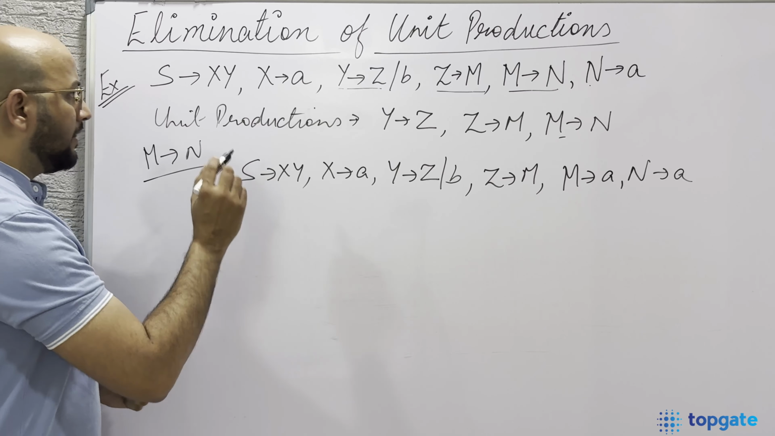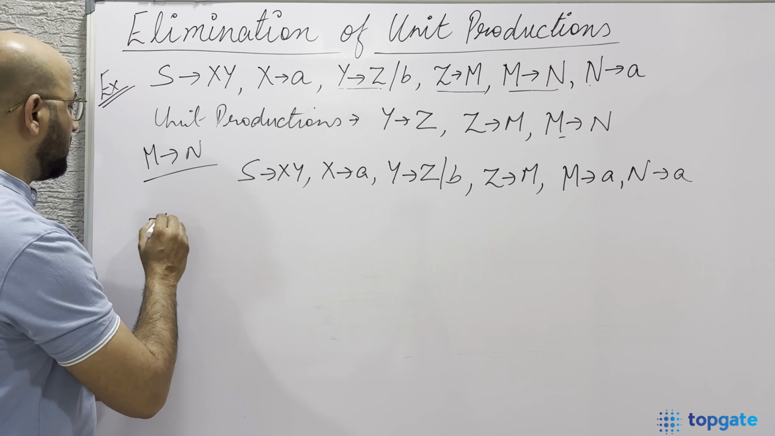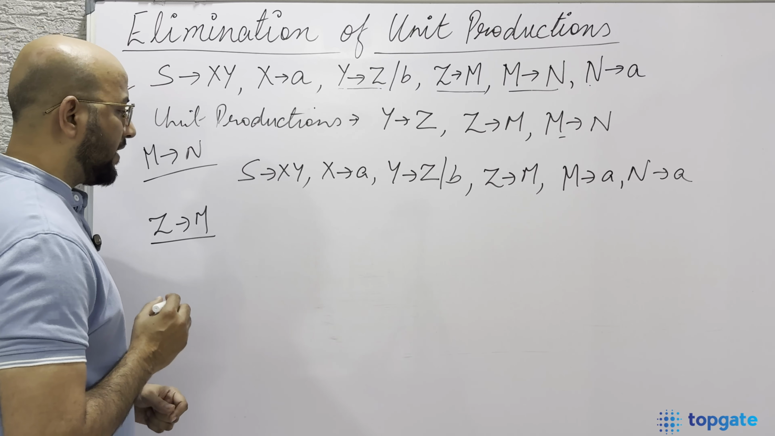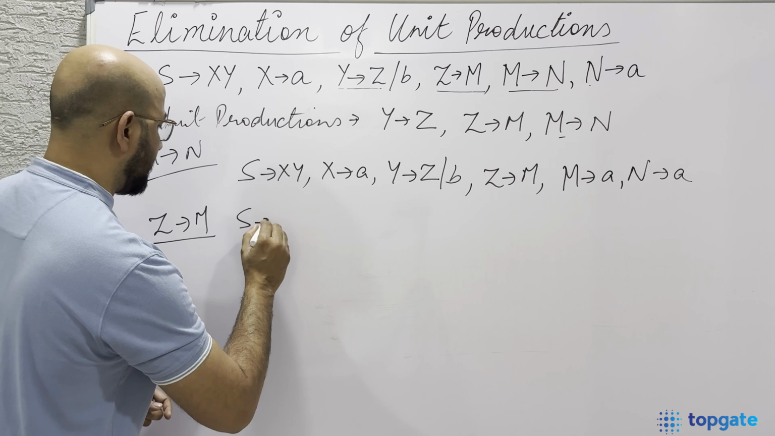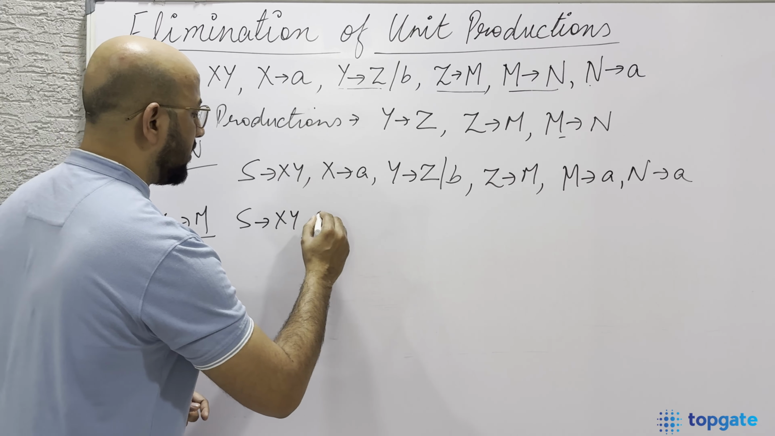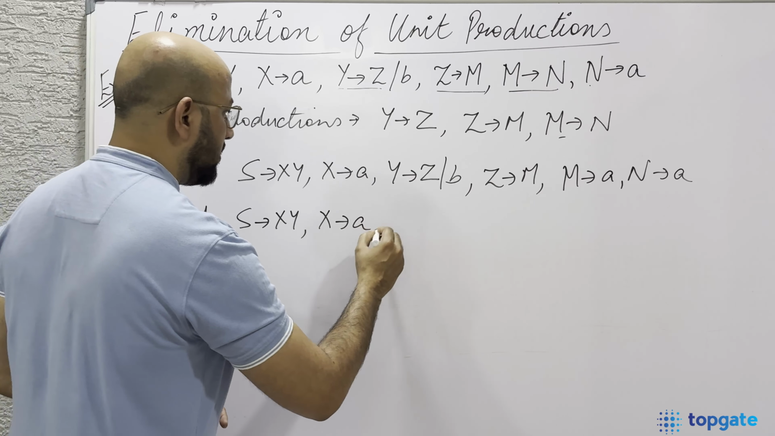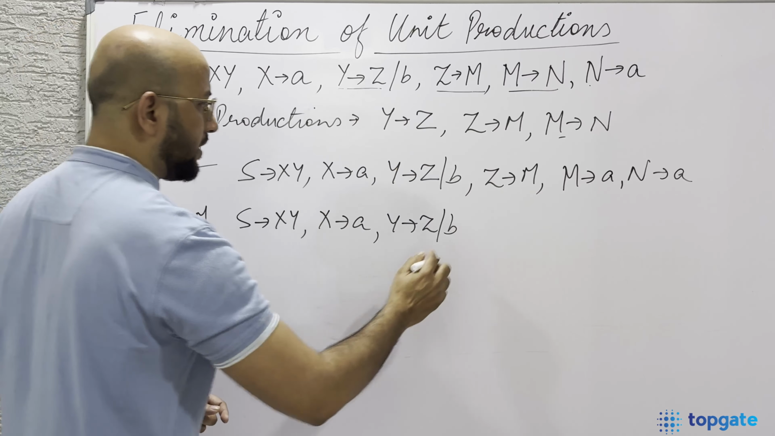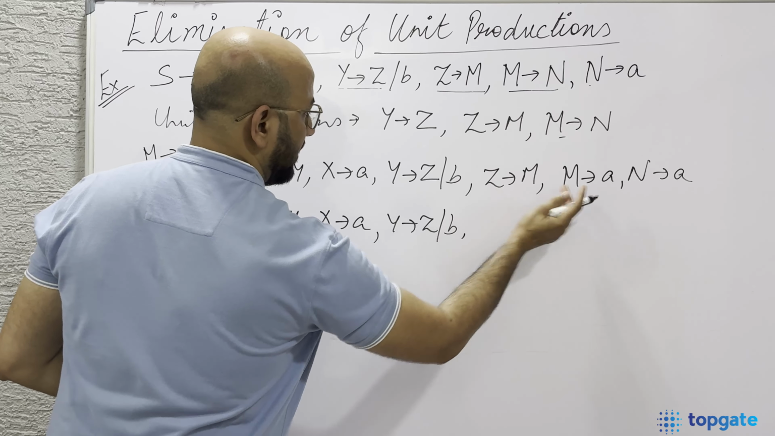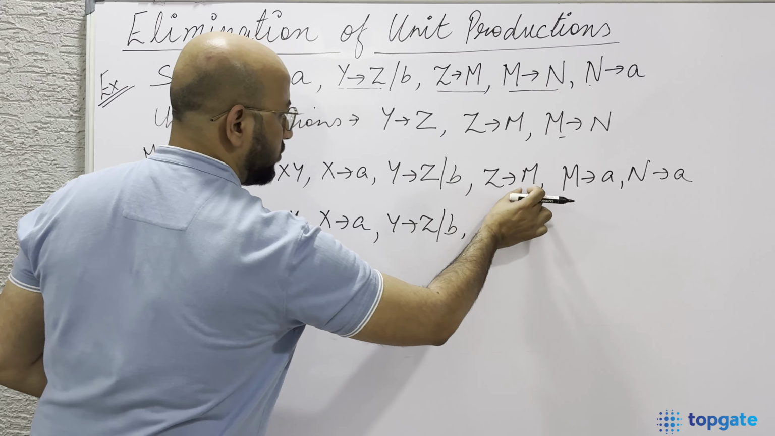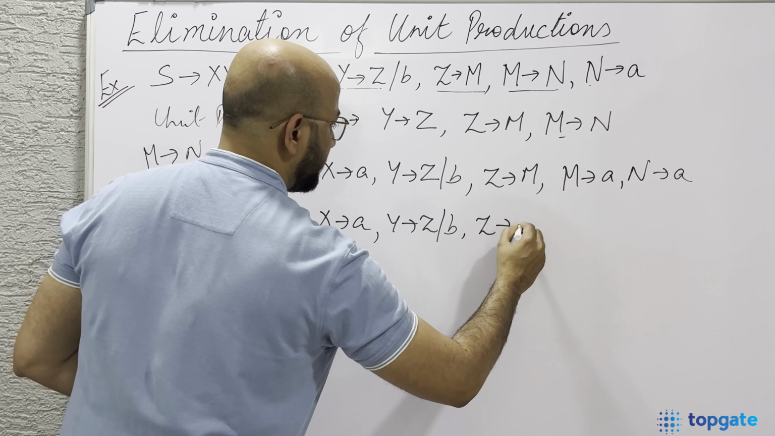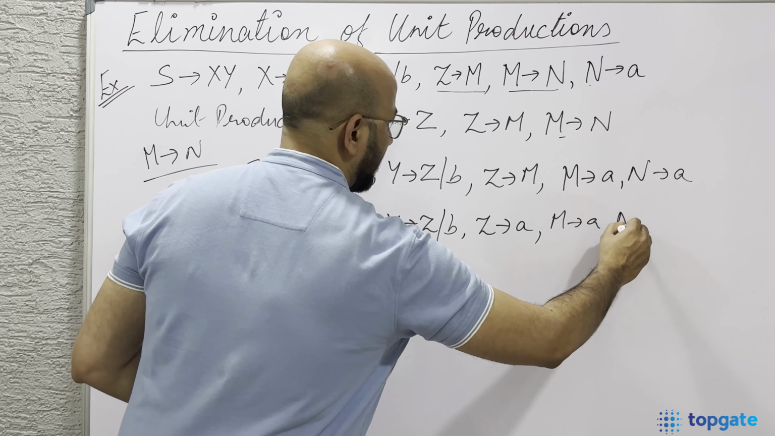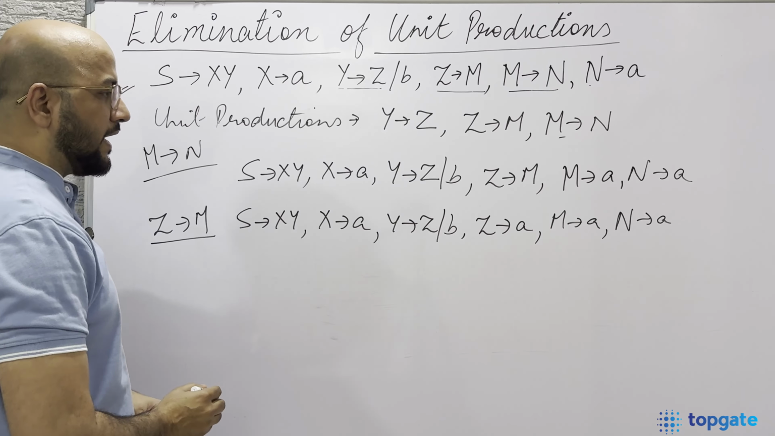Okay, let's now work on the second last one, that is z tends to m. If I eliminate this one, what will happen to my grammar? Let's see. I'll again rewrite the rules. I have s tends to xy, which remains as it is. Then x tends to a, which again remains as it is. Then y tends to z slash b as it is, because I'm only concerned with z tends to m right now. And since m is deriving a and z is deriving m, this a should come here. So z derives a now. Then m derives a remains as it is, and n derives a will also remain as it is. Clear?